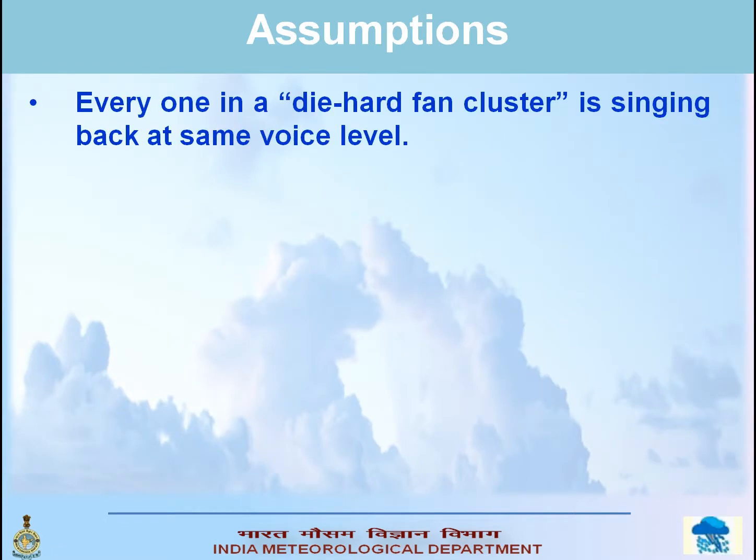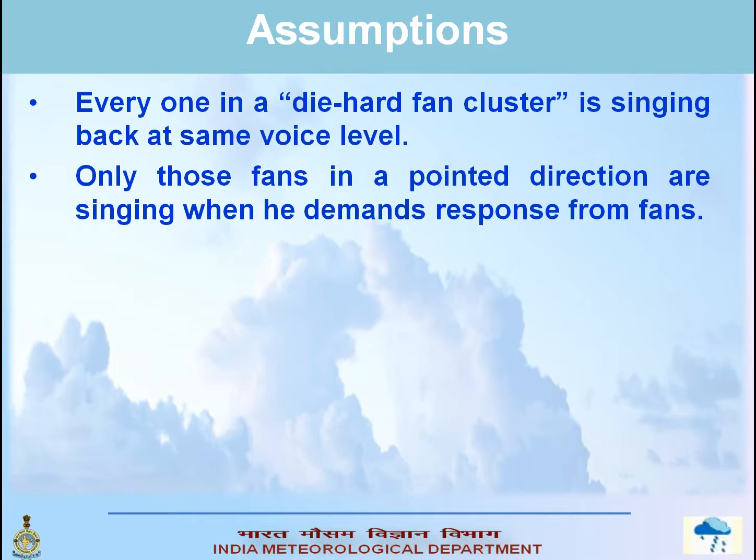Now, the assumptions. We were comparing the singer to a radar or a sodar or a sonar, and there are some assumptions that have to hold, otherwise the entire calculation will go wrong. The first is that everyone in a diehard fan cluster is singing back at the same voice level. It should not be that some people sing at a lower voice, which will lead to underestimation, and some at a higher voice, which will lead to overestimation of the number of fans. The second is that only those fans in the pointed direction are singing. This is very essential. If all of them from different sides start to sing, then, like we discussed, the singer will get only noise pollution and will not be able to recognize anything properly.